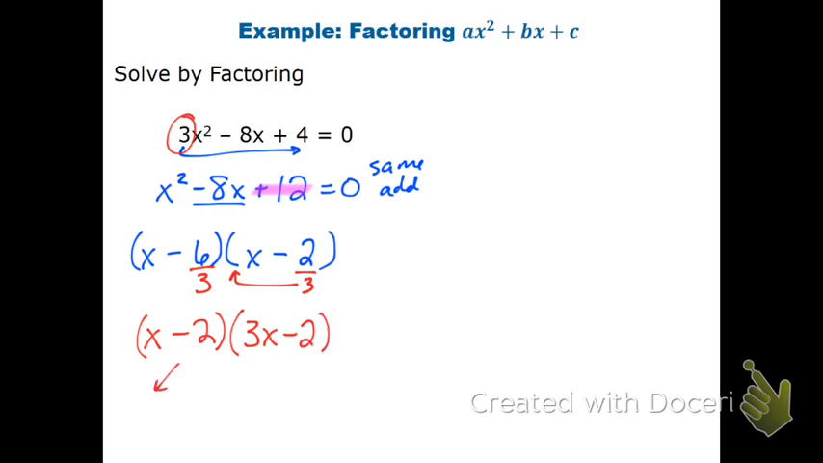From there, split it off into two separate equations. x minus 2 is equal to 0, and 3x minus 2 is equal to 0. I'd solve both those equations and get x is equal to 2, and x is equal to positive 2/3. Add the 2 and then divide by 3.